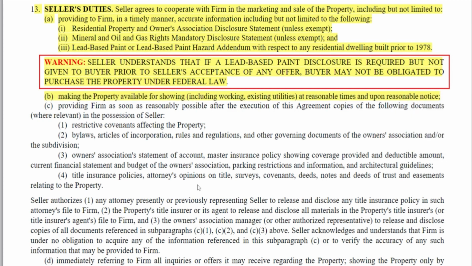Okay, and B, making the property available for showings, including working existing utilities at reasonable times and upon reasonable notice. So you just need to make sure the utilities are on at all times, so your buyers can do a thorough investigation and inspections of the property. And C is providing the firm, as soon as reasonably possible after the execution of the agreement, copies of all following documents where relevant in the possession of the seller.